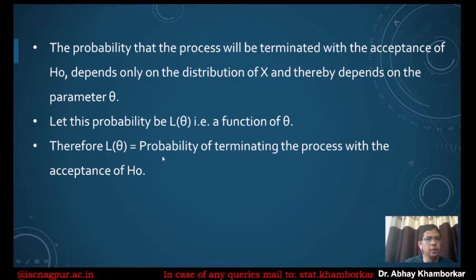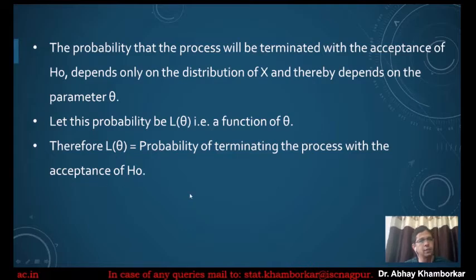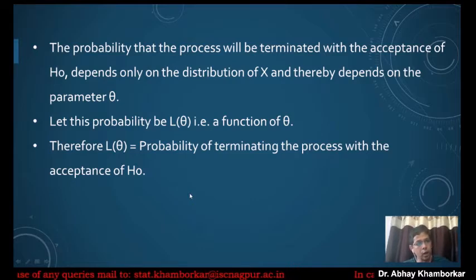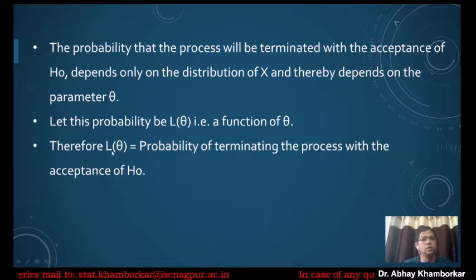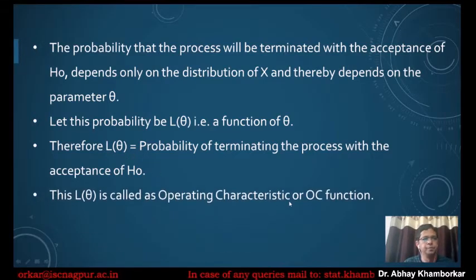So in the OC function, you should not write only the probability of terminating the process. This decision is also important. As I said, the process will terminate with either you take a decision that you are going to accept the hypothesis or you are going to reject the hypothesis. Okay? So L of theta represents one of those criteria, that is acceptance of H naught. So in other words, L of theta is nothing but the probability of terminating the process, that is fine, but with the acceptance of H naught. So that is the meaning of L theta. This L theta is called the operating characteristic or OC function.